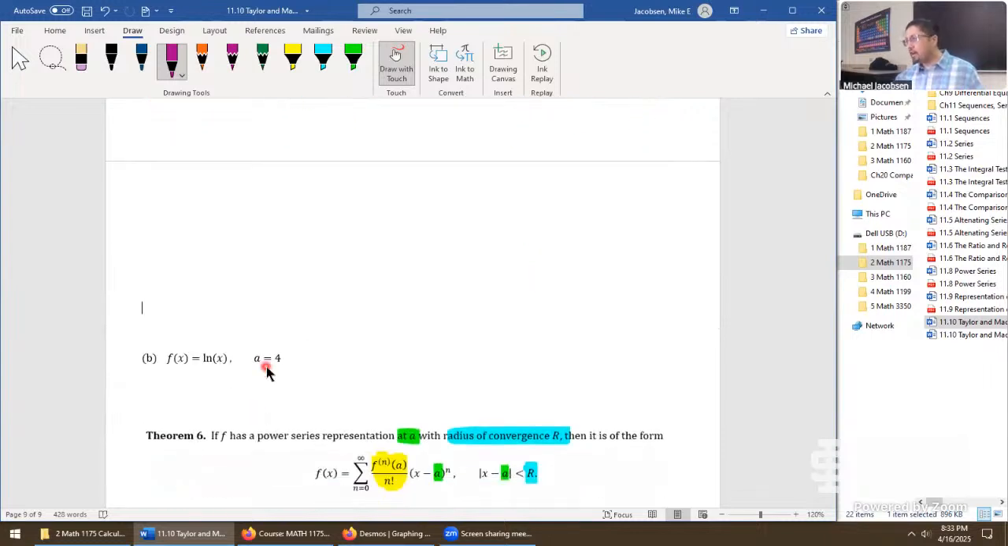That's a good question. 4 for this one. And that tells you, which is interesting, the radius of convergence is probably 4, because that's going to be the distance to a discontinuity at x minus 4.